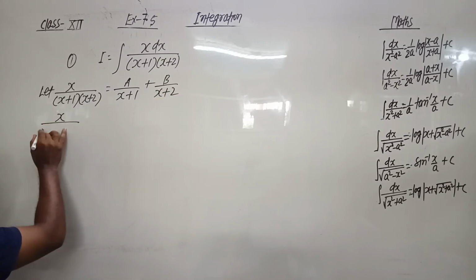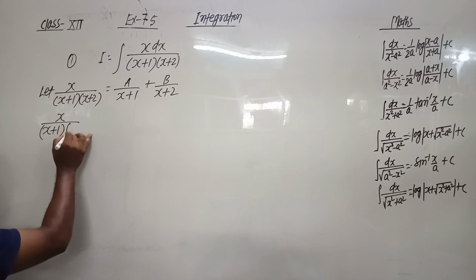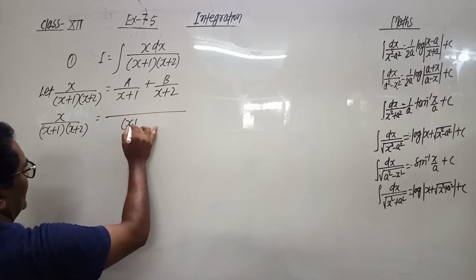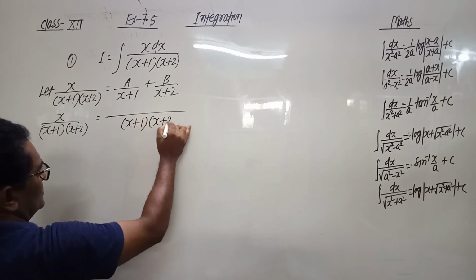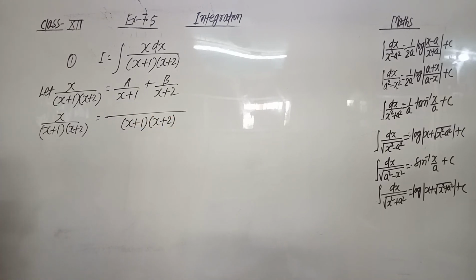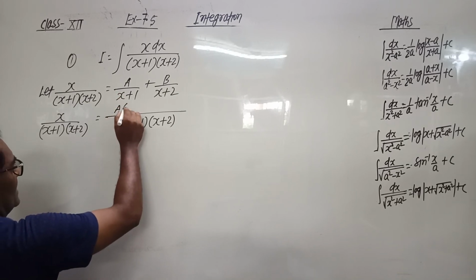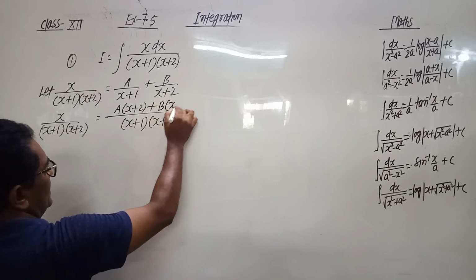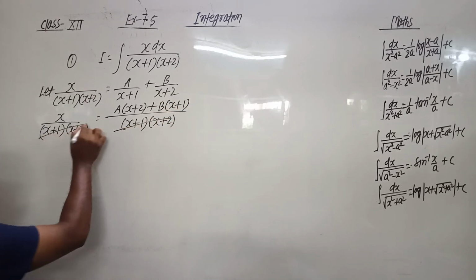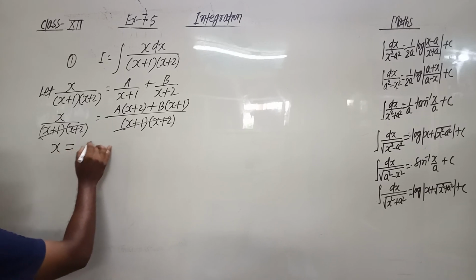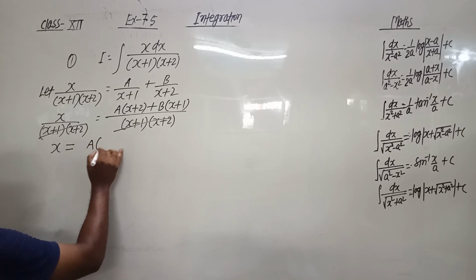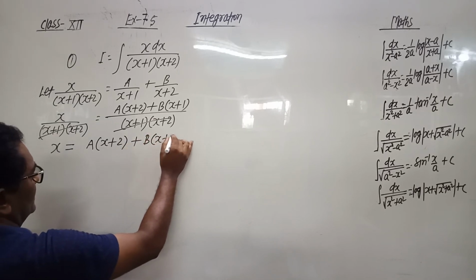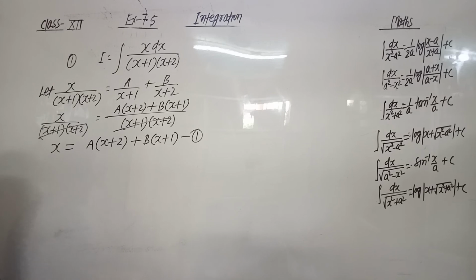So x upon x plus 1 into x plus 2 equals, we take the LCM, x plus 1 into x plus 2, x plus 1 gets cancelled and A is multiplied by x plus 2, x plus 2 gets cancelled and B into x plus 1. From both sides the denominator gets cancelled and it comes x equals A into x plus 2 plus B into x plus 1. This is the first equation.